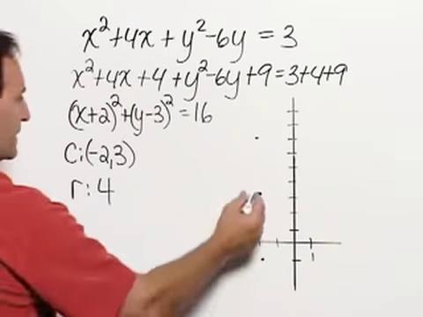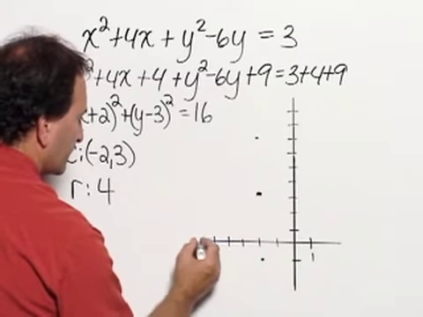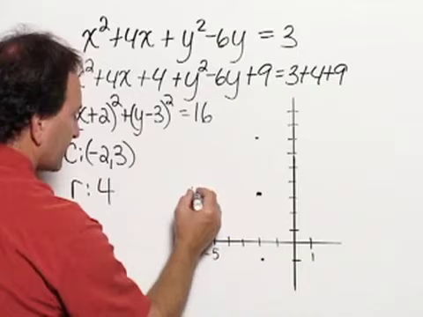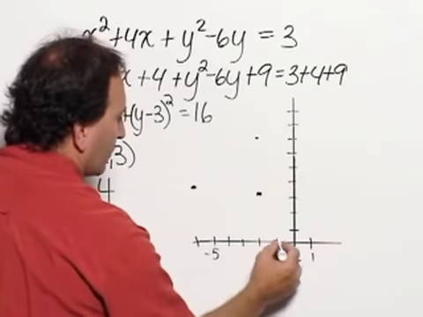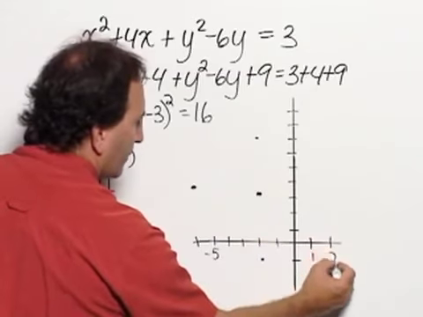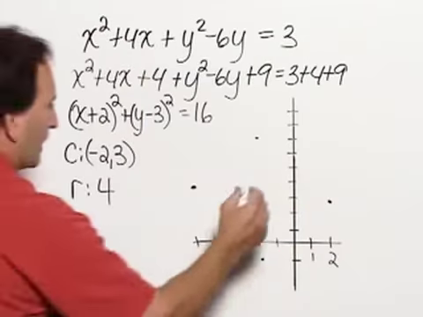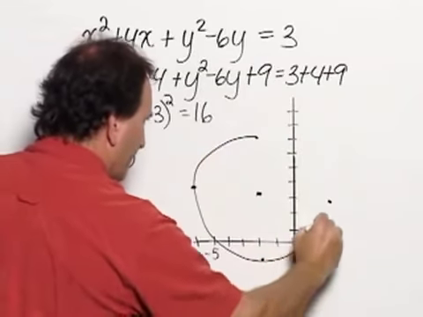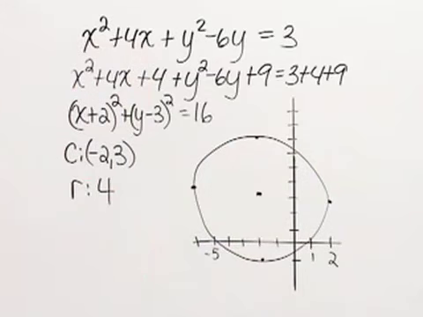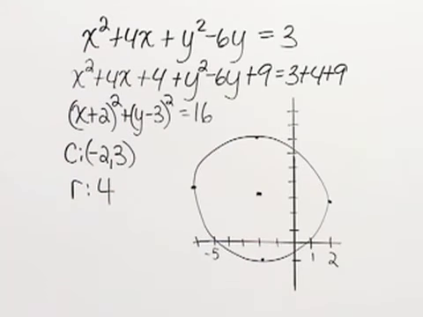And then in terms of a distance over here, we would actually have to go one more, which would be to negative 6, which would be about right there. And on this side, we have to go 1, 2, 3, one more out to 2, which would be there. And now I could draw my circle as best as possible. And that's a circle with a center at negative 2, 3 and a radius of 4.